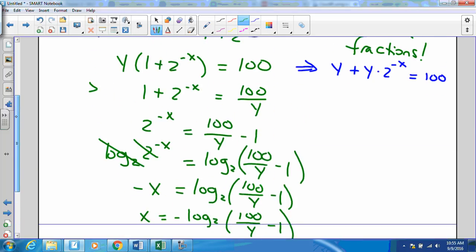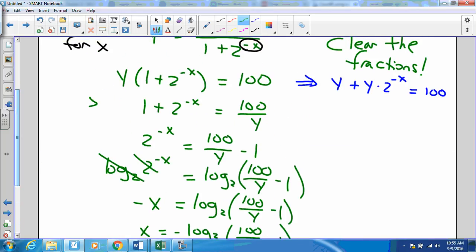Well, what if I had chosen the blue branch instead? Should I get the same answer or a different answer? Same, because the inverse function is unique. So, how do I solve for x here? You guys take over.